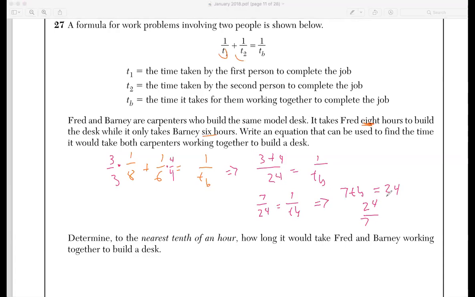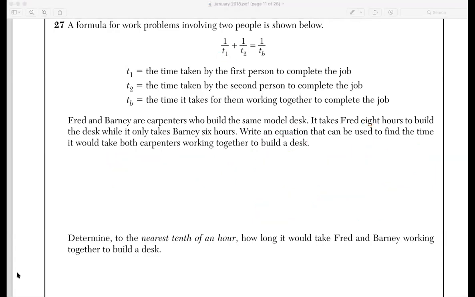They want it to the nearest tenth of an hour. 24 divided by 7 is 3.4. So it's going to take them 3.4 hours to build a desk if they're working together. So what I did there is I just looked at the formula and I just substituted the things that are in the formula. Nothing too crazy.